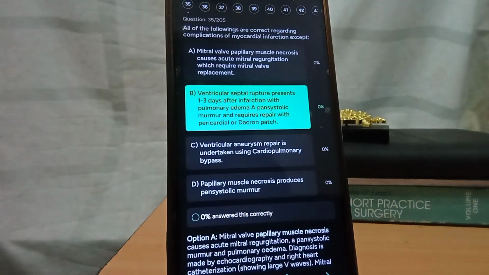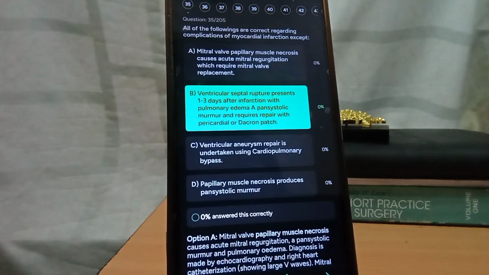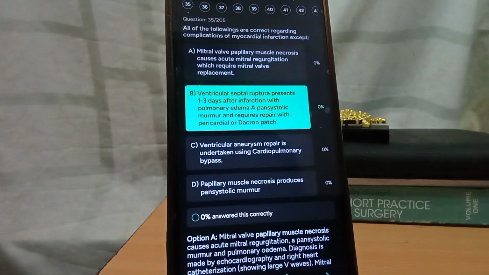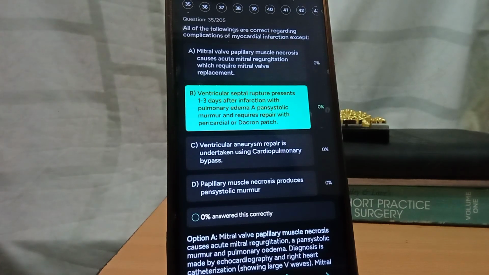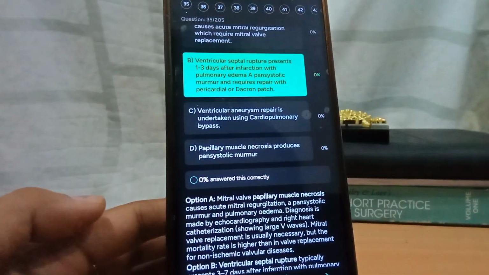All of the following are correct regarding complications of myocardial infarction except. Mitral valve papillary muscle necrosis causes acute mitral regurgitation which requires mitral valve replacement. Ventricular septal rupture presents 1 to 3 days after infarction with pulmonary edema and systolic murmur, and requires repair with pericardial or Dacron patch. Ventricular aneurysm repair is undertaken using cardiopulmonary bypass. Papillary muscle necrosis produces systolic murmur. So the option is B.